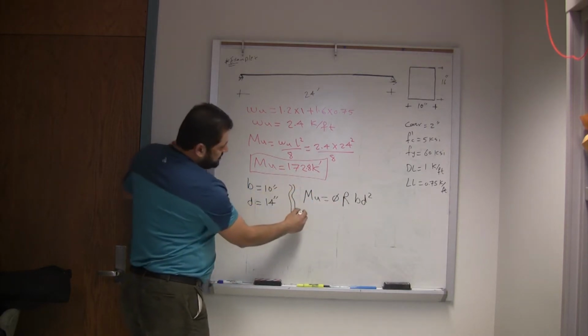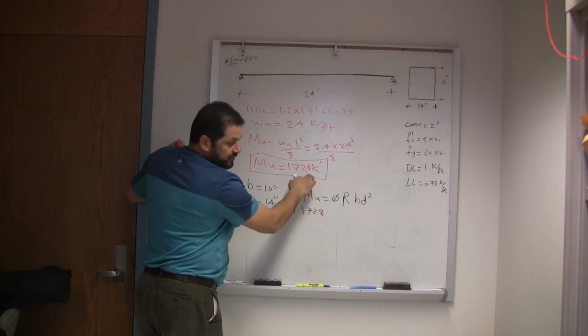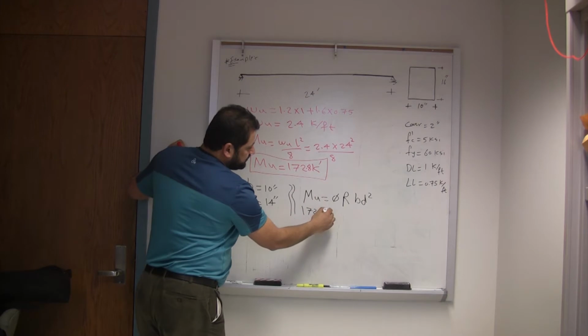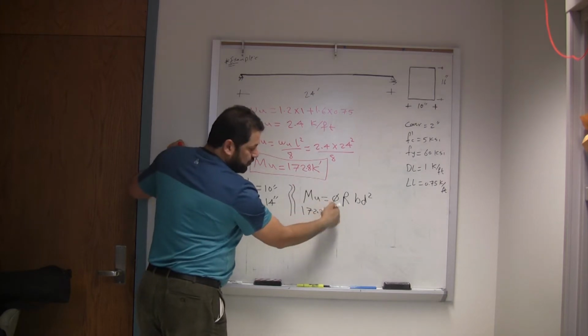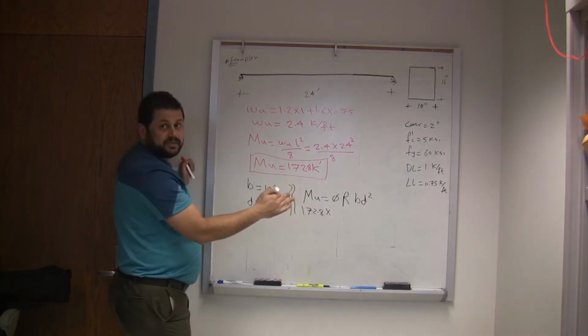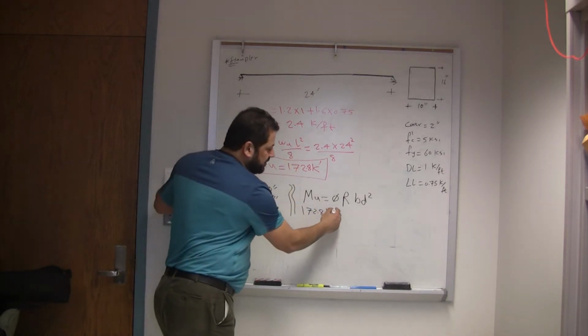So this is the moment, 172.8. This is in kip-foot. So I'm going to change it to pound-inch. So I multiply by 1000 to change the kip to pound and 12 to change the foot to inch. So it's going to be multiplied by 12,000.